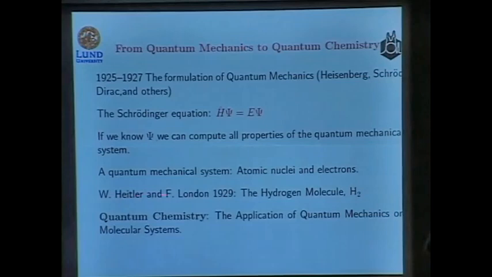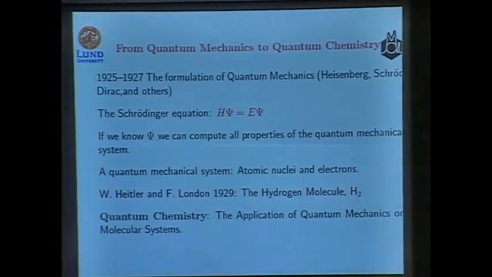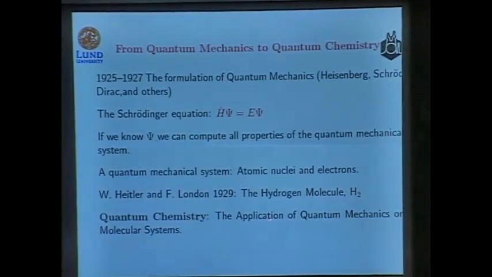The first attempt to do this was actually already done by Heitler and London, as most of you know, on the hydrogen molecule in 1929. This is what you might call the start of quantum chemistry: the application of quantum mechanics on molecular systems.